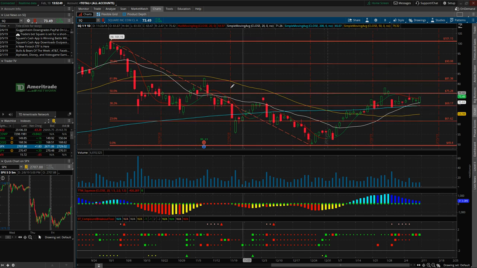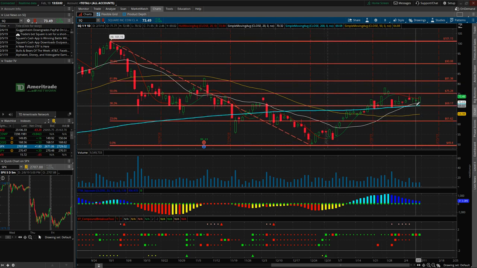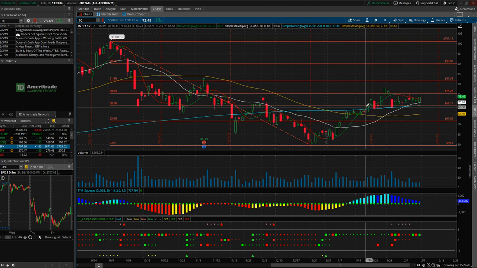So I do have that, and you will see that Square did break and retrace above the 38.2% retracement line. Now it is fighting with the 50, and it did fail that a couple times. But what's important to look at is the 200-day moving average. It has bounced off that now one, two, three, four times.